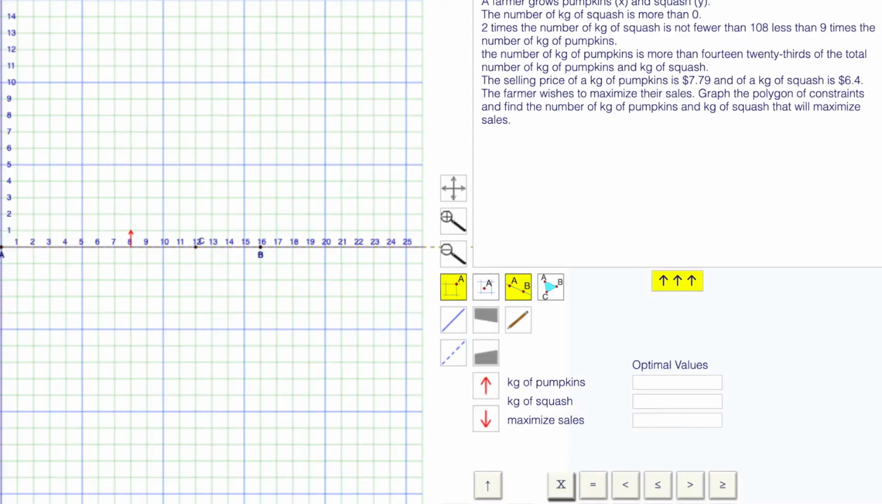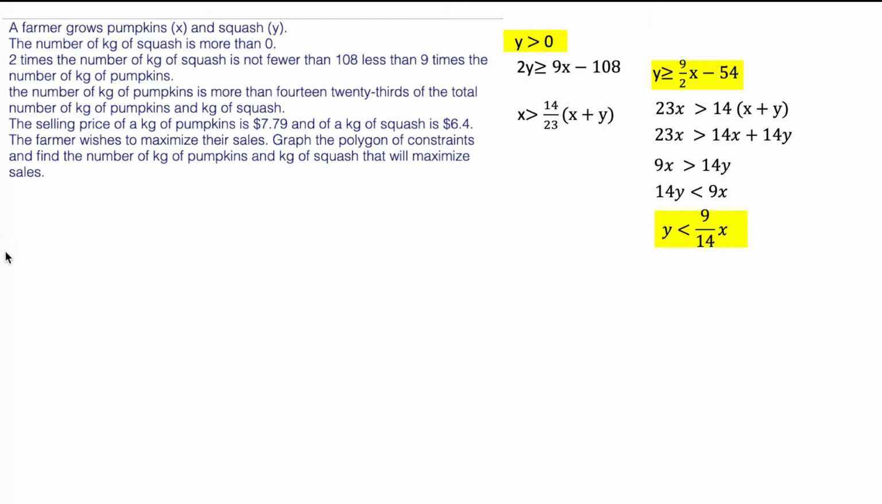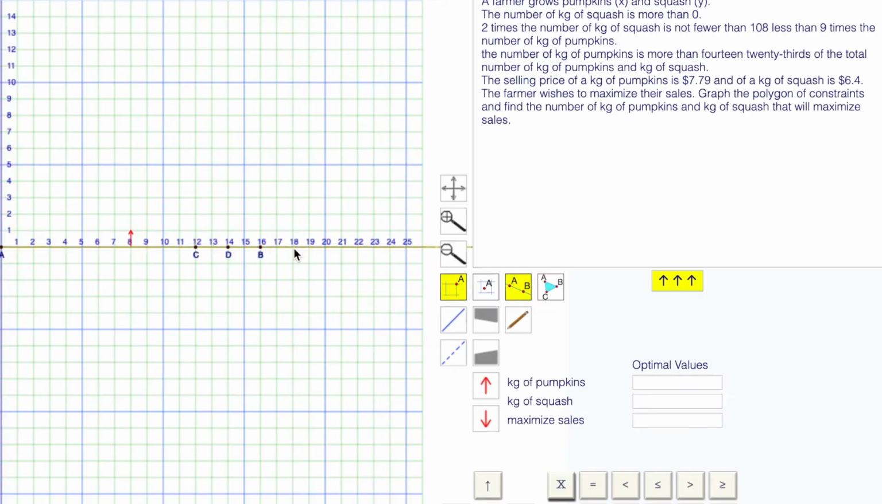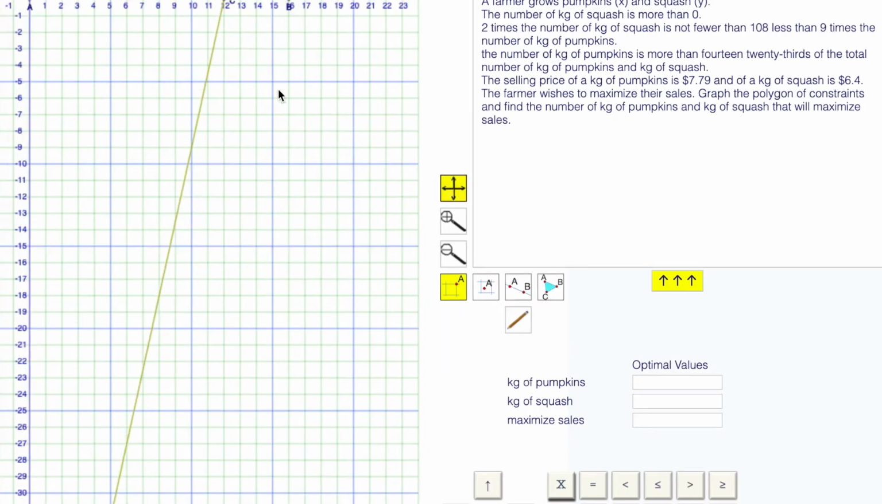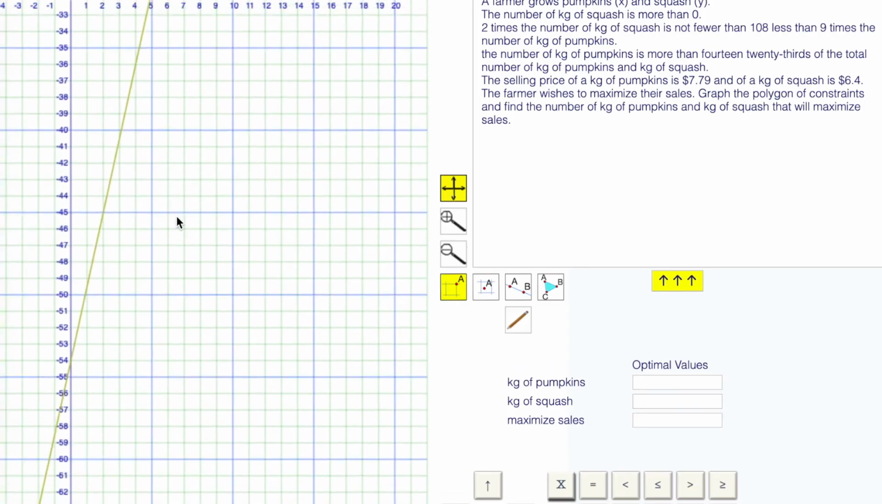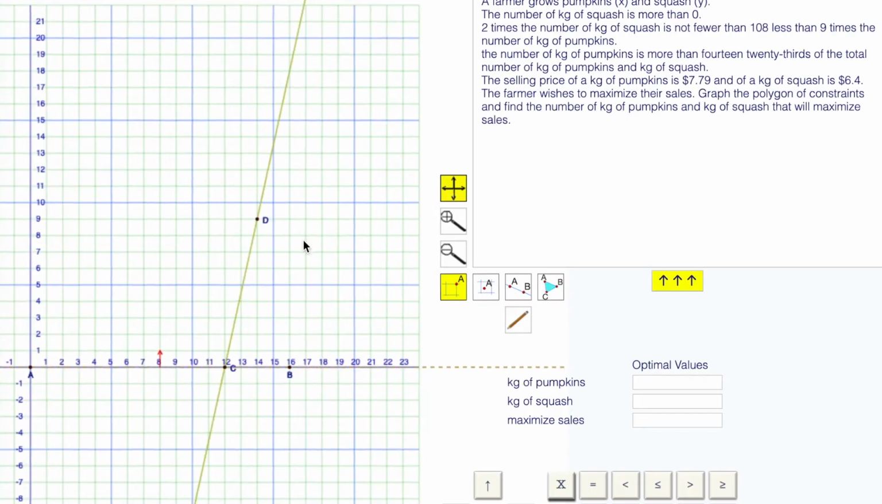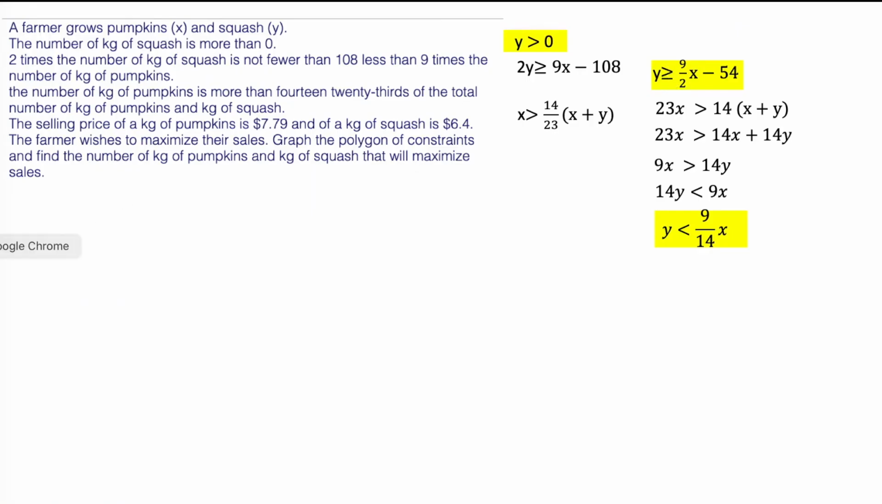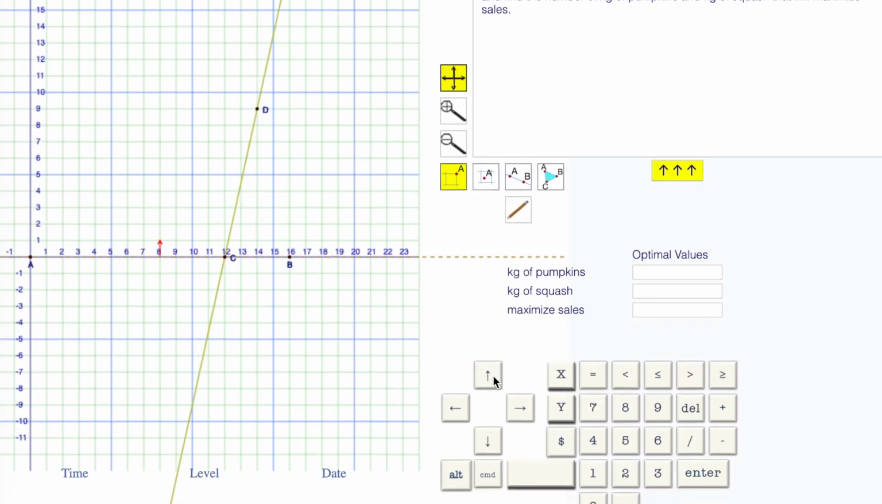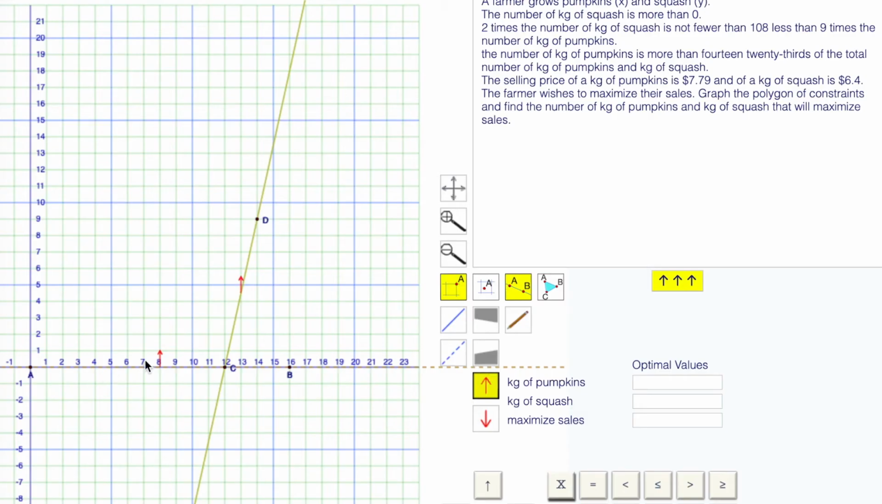The slope is 9 over 2. Delta y is 9, the delta x is 2. 1, 2, and then up 9. 1, 2, 3, 4, 5, 6, 7, 8, 9. And notice it actually will go through the negative 54. Let's have a look. If we scroll way down here, there it is, negative 54. But we could have started at negative 54 and moved over 2 and up 9. This is greater than or equal to, so shading above and solid line.